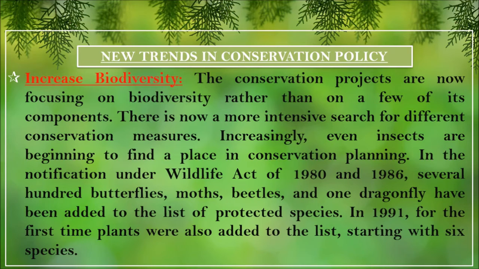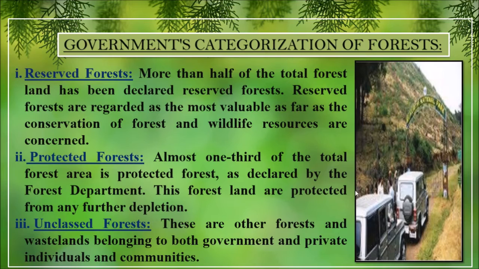So again, going back to the categorization of forest. Now we have discussed the insects and animals and all, right? Now, according to the Protection Act, let us discuss all these 3 types of categories in detail. So the first one is what?